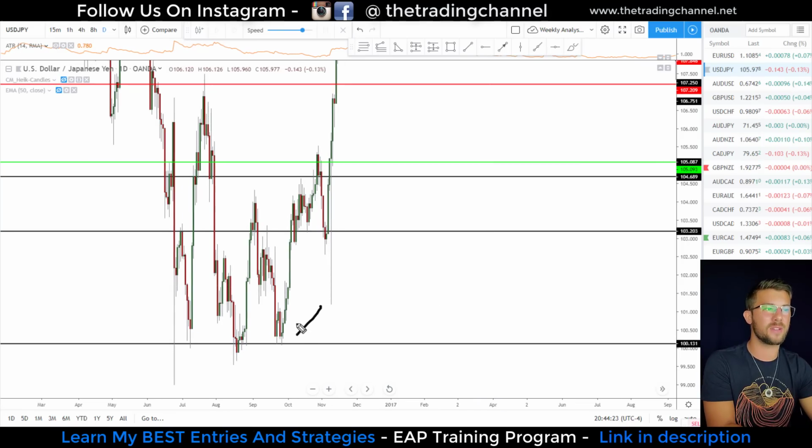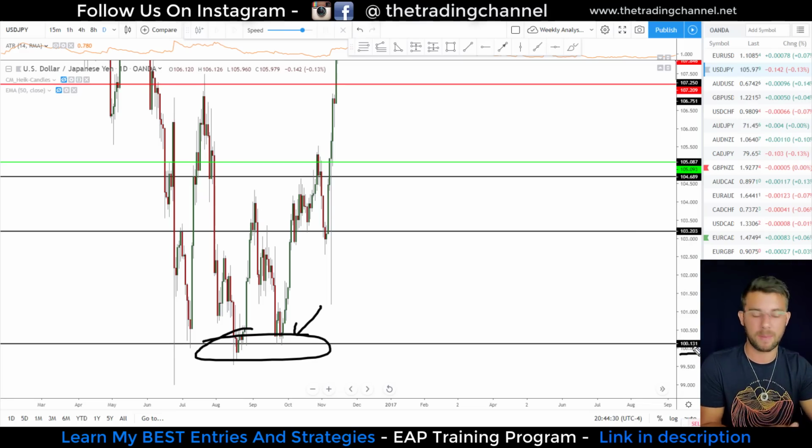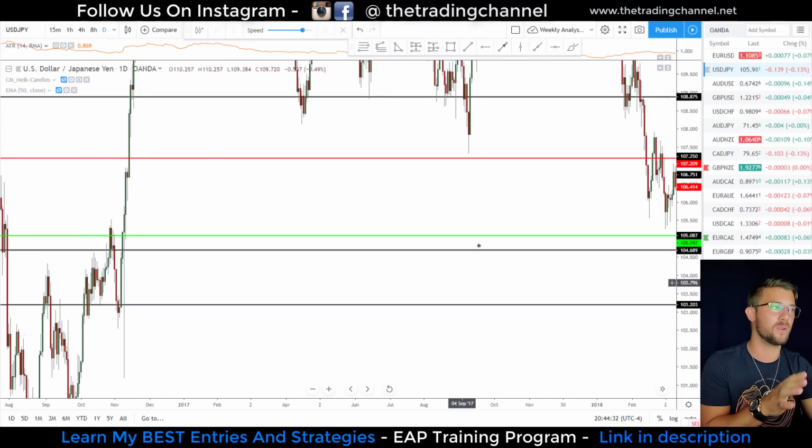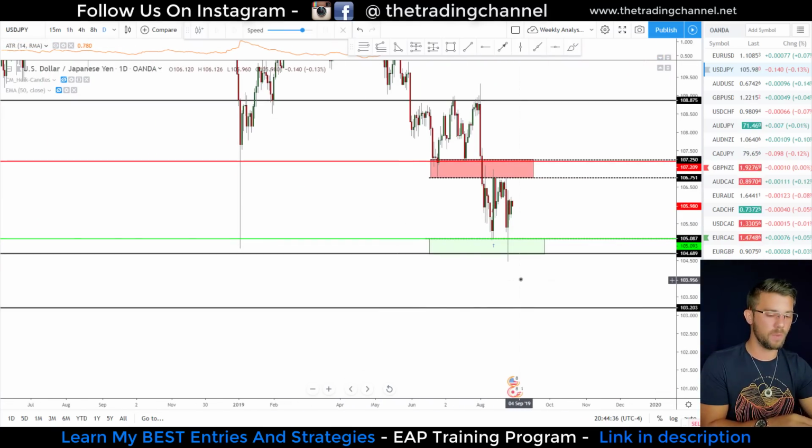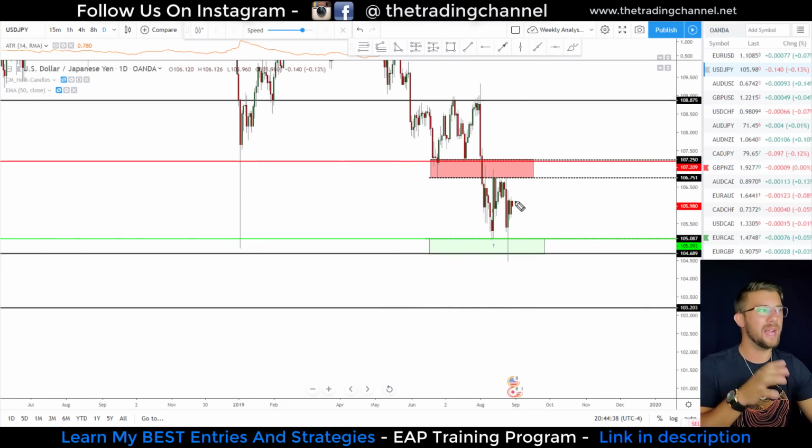And I went ahead and did a third level because I know if the market gets down to this level at 100 even on the dollar yen, I'm going to be begging for a long opportunity. But that's a really long distance away considering where price is right now.